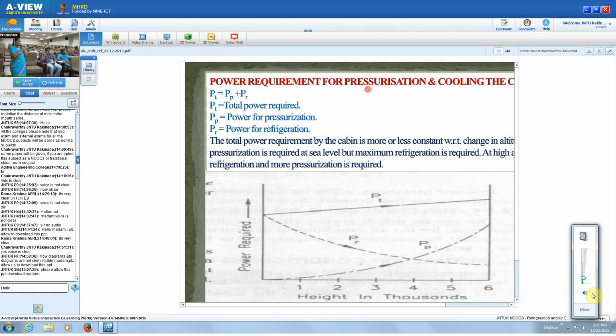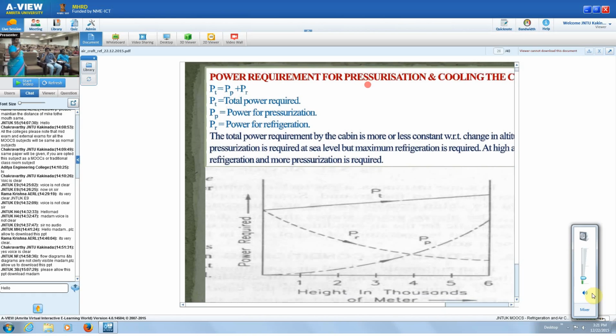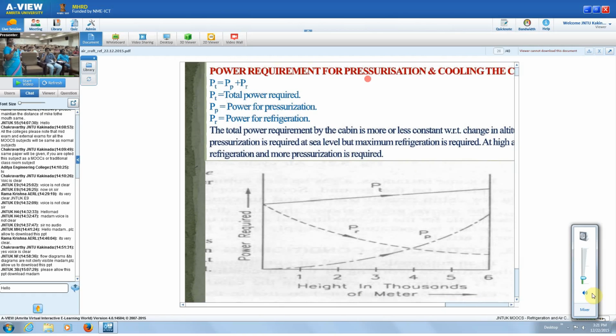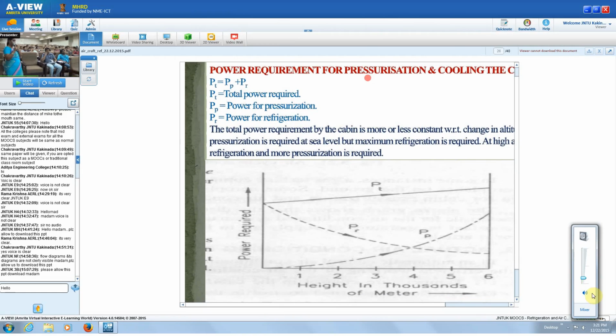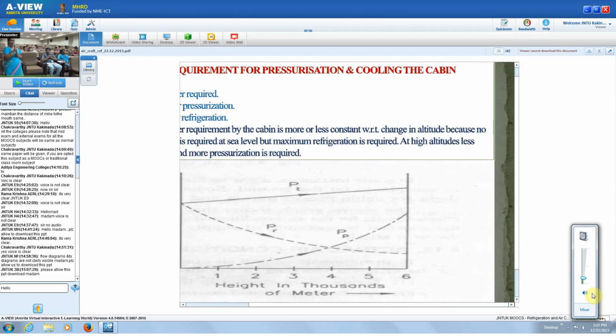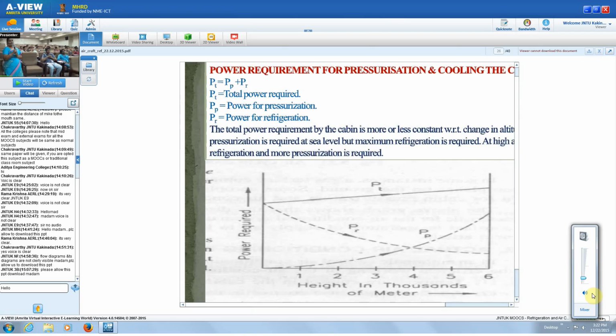So this is about the total power requirement for the air conditioning. The total power required is nothing but the power required for pressurization and the power required for refrigeration. That is, how much power is required for the compressor to get the required pressure, and the power required for refrigeration. You can see the graph showing the power required versus the height, that is the altitude, given in terms of thousands of meters.